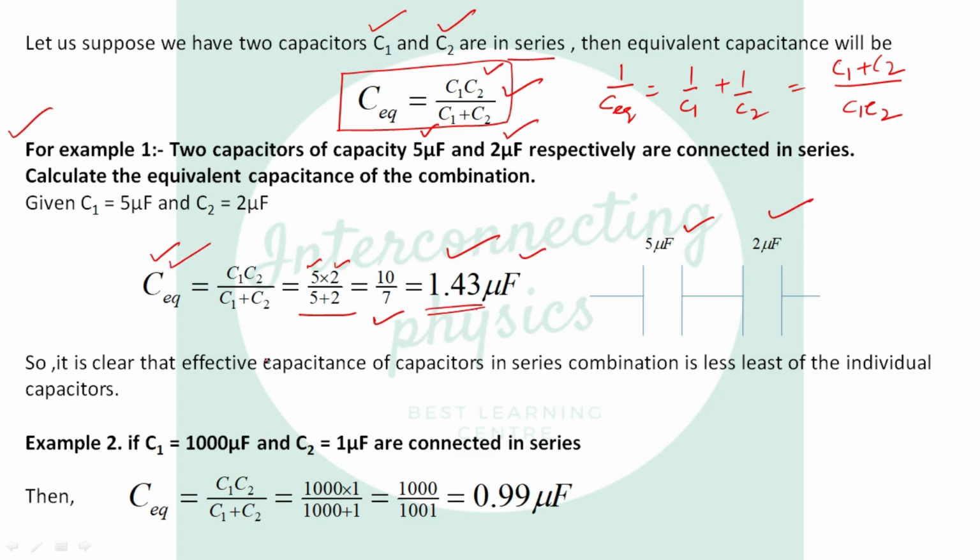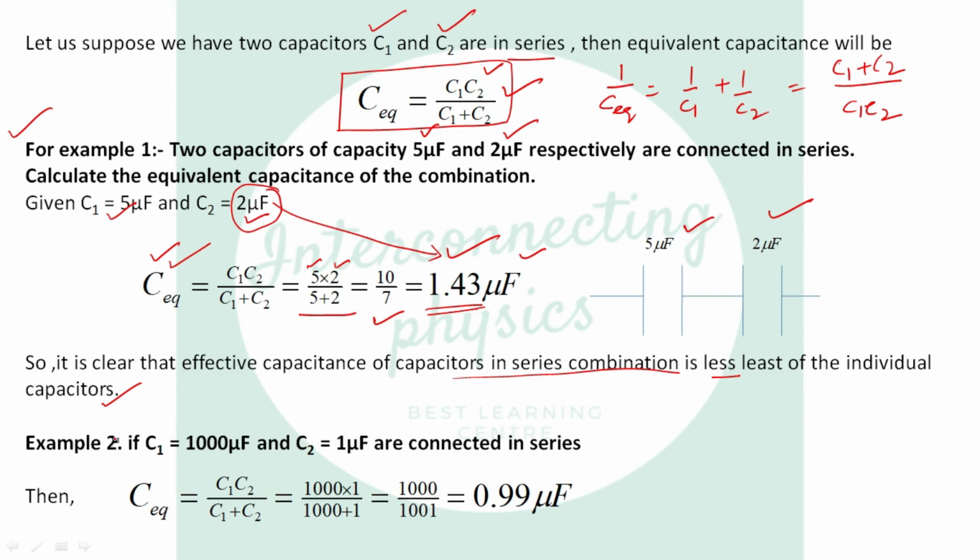And this effective capacitance of the capacitors in series combination is less than the least of the individual capacitors. We have two values here, 5 microfarad and 2 microfarad, and what is the least value? 2 microfarad, and the equivalent is less than that least value.